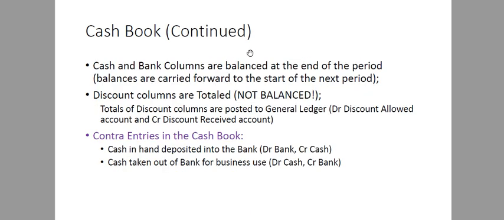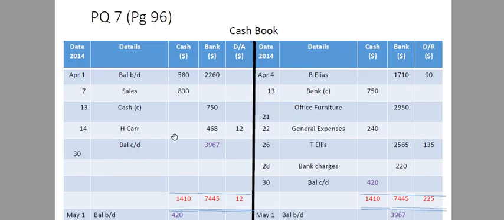Again, this slide tells you about the balancing of the cash book and the difference between the cash column, the bank column and the discount columns, why they are not balanced and how they are treated, and about the counter entries. And I've already explained these to you in the previous slides. So let's carry on. Now this is our textbook question.